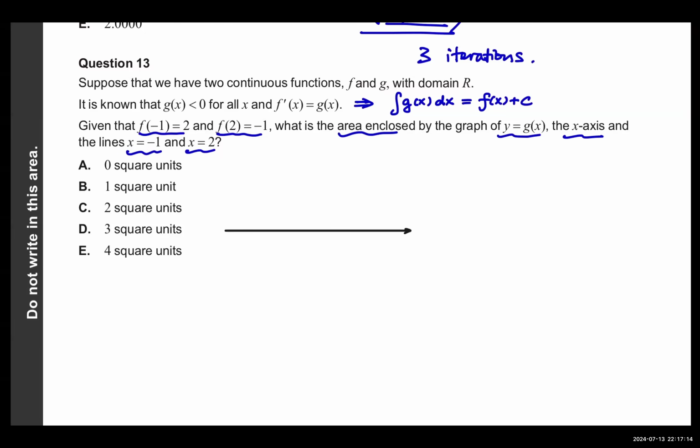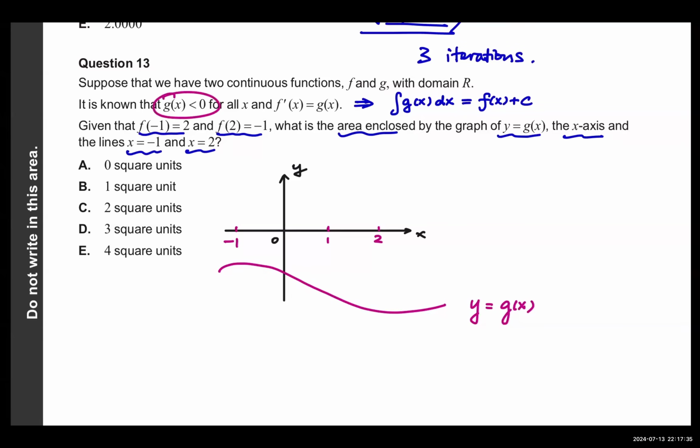So first thing is we need to draw a diagram and visualize what happens. Let's say this is -1, this is 1, this is 2. An arbitrary function, let's say this is your y equals g of x. The reason why I draw it below the x-axis is because we have g of x less than 0 for all x. Now, based on this observation, you will see the area under the curve is actually a negative region. So what you have is this chunk of region, I shaded in raspberry color.